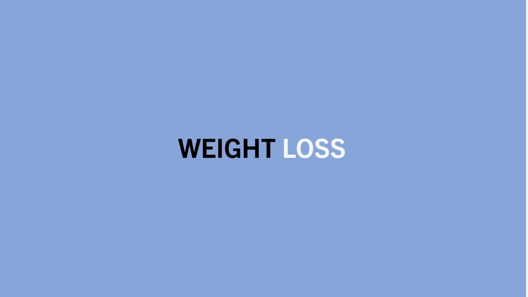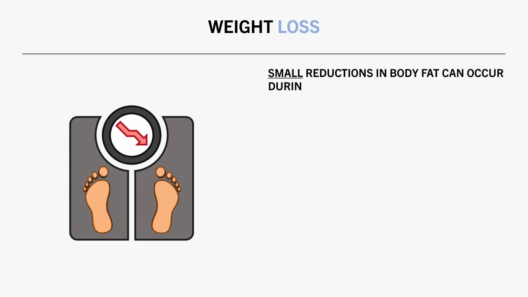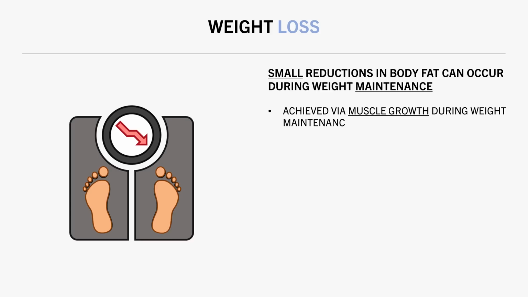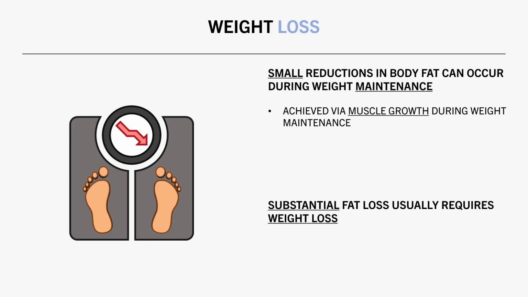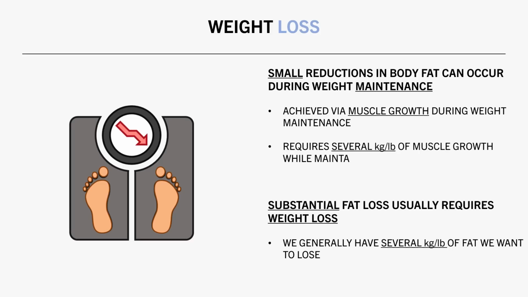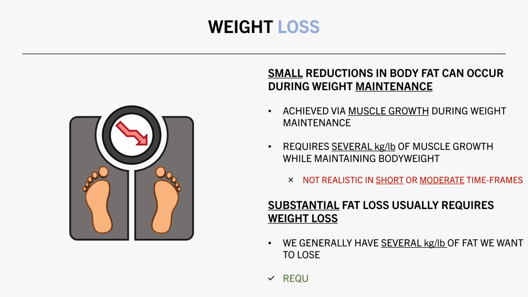It is possible to lose small amounts of body fat while staying at the same body weight, sometimes referred to as body recomposition. This would be achieved by building muscle mass while maintaining body weight. However, substantial fat loss usually requires weight loss. This is because we usually have multiple kilograms of body fat that we aim to lose. So to lose such body fat while maintaining body weight, we would need to build multiple kilograms of muscle mass. And while this might be possible over several years of consistent weight training, it probably isn't going to be achieved in any short or moderate term timeframes in most cases. And as we have discussed, weight loss is achieved by being in a calorie deficit on average over time.